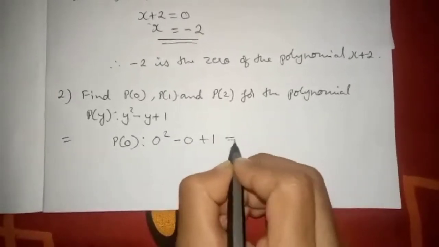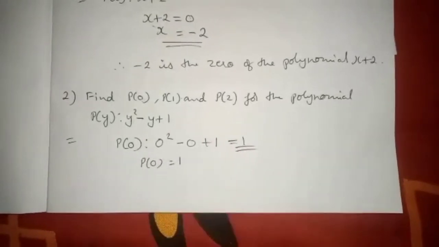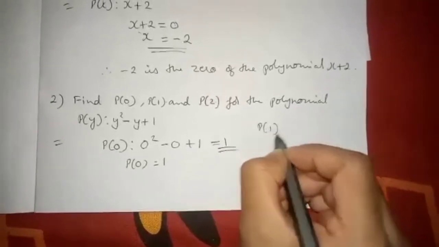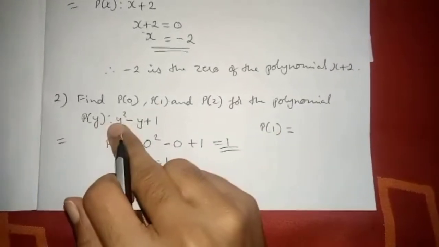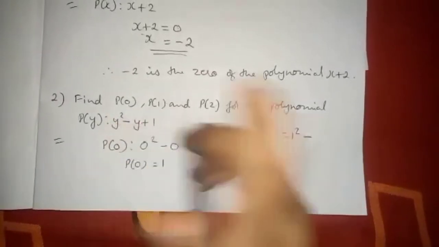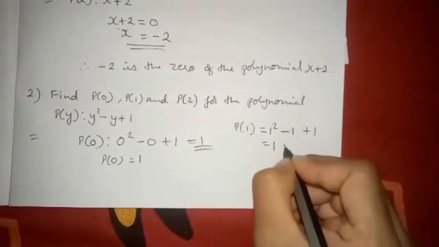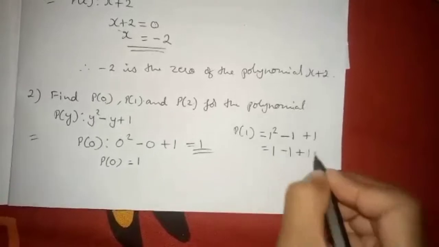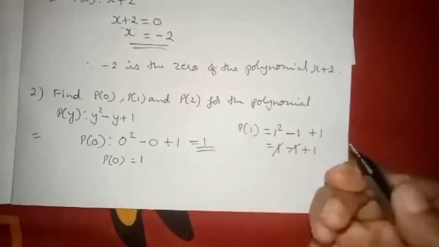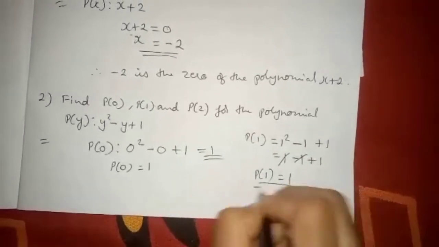So what will be the answer? 1 is the answer. So p of 0 is equal to 1. Then the same way p of 1. How will you do it? In the place of y you have to substitute 1. So y square is 1 square, minus y means minus 1, plus 1. So 1 square is 1. Here minus 1 plus 1. So 1 and minus 1 get cancelled, right? 1 minus 1 is 0, plus 1. So p of 1 is also 1.